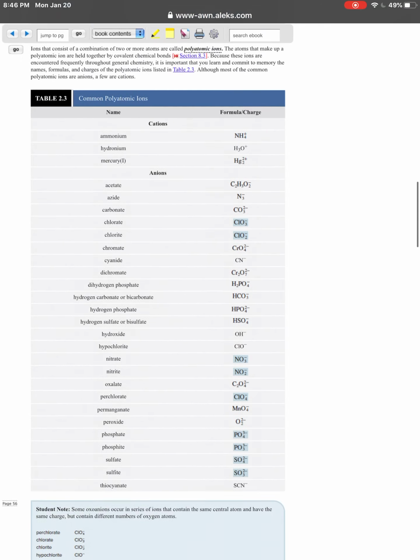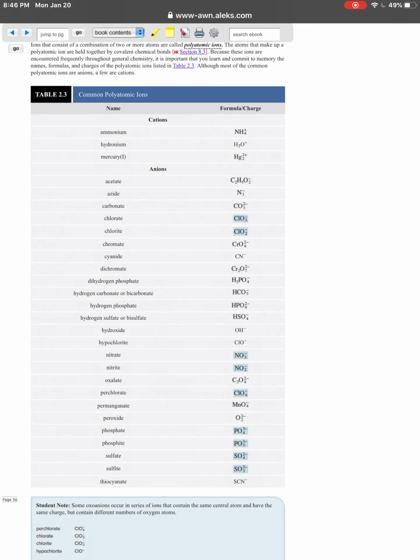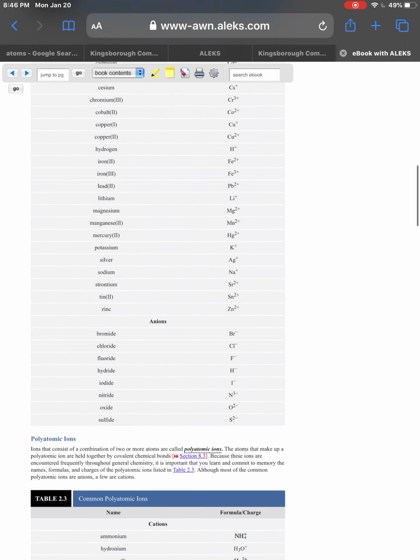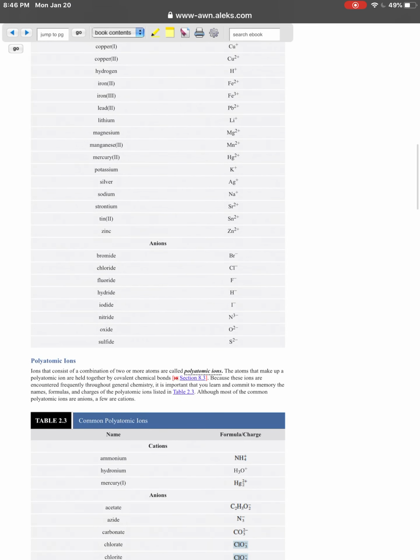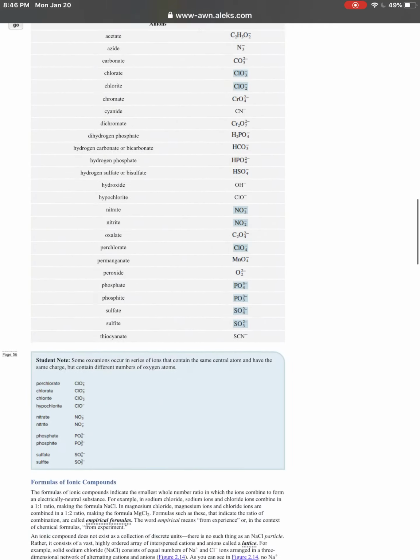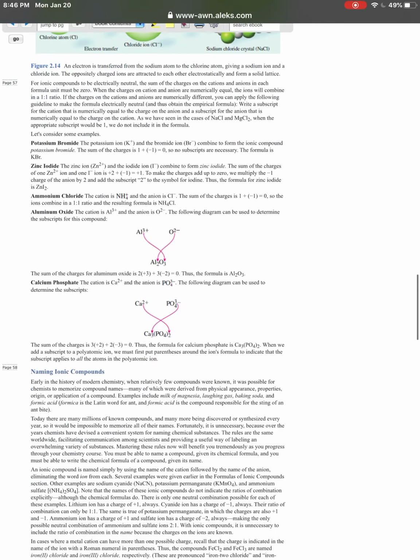Let's check that. Aluminum's +3. Oxide is -2, down at the bottom of the anions there in table 2.2. Those ions combine in small ratios. The ratios they combine in are such that the charge is neutralized.